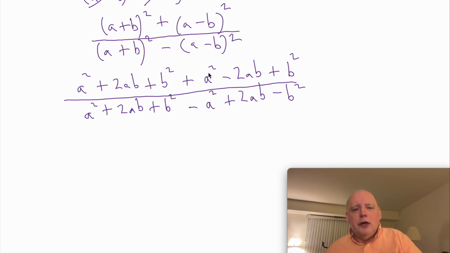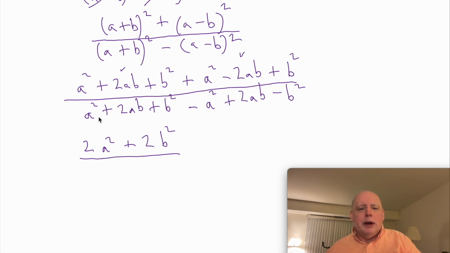So we get a squared and a squared is 2a squared. The 2ab and minus 2ab cancel. And b squared and b squared is 2b squared. So that's all we get in the numerator. In the denominator, the a squares cancel, b squares cancel, and we're left with 4ab.